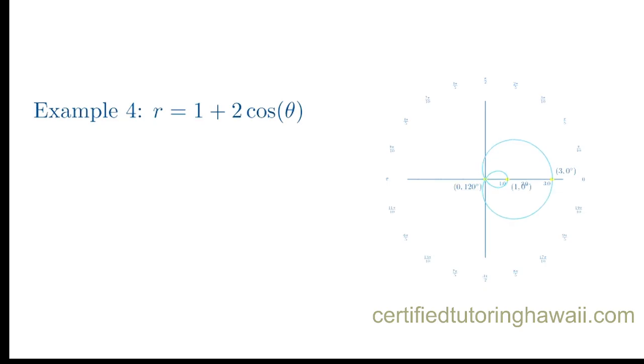As we continue from pi to 2 pi, cosine will become negative then positive, completing the symmetric outer loop and taking us back to our starting point, 3, 0 degrees. This example highlights a key idea. The ratio of the coefficients, 1 over 2, is less than 1. This condition is what guarantees that our radius will become negative, producing an inner loop.